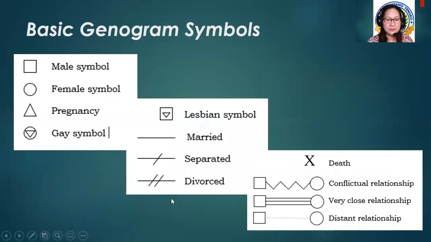Okay, so moving on. We have here the basic genogram symbols. So kung kayo ay gagawa, definitely that's one of your activities in our last. So please be guided of the following symbols that you need to take into consideration pag gagawa kayo ng genogram. So meron tayong symbol for male, female, pregnancy, symbol for gay, symbol for lesbian, symbol for married, separated, divorced, even death, conflictual relationship, very close relationship, and distant relationship. So yan yung basic symbols.